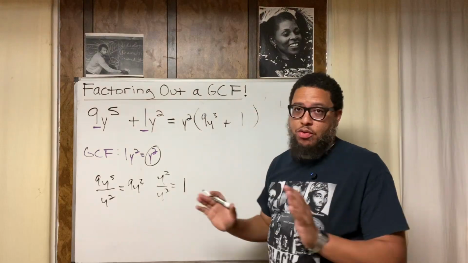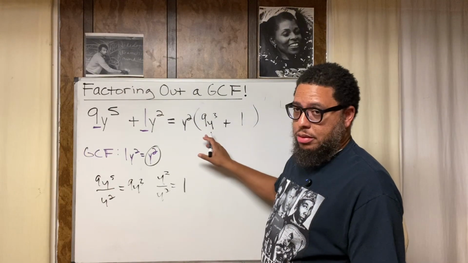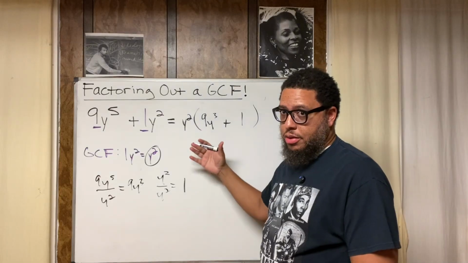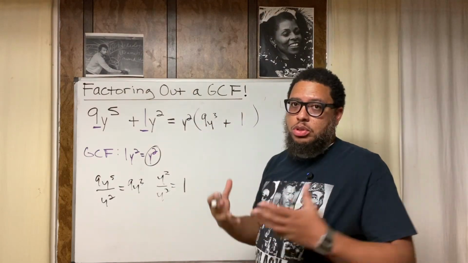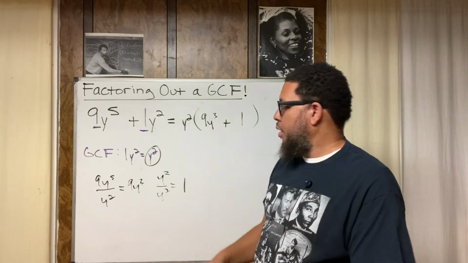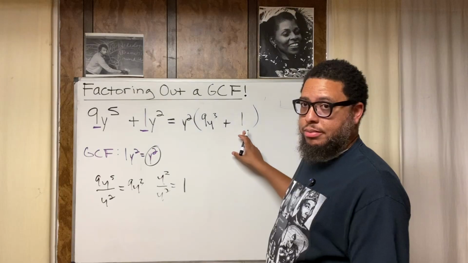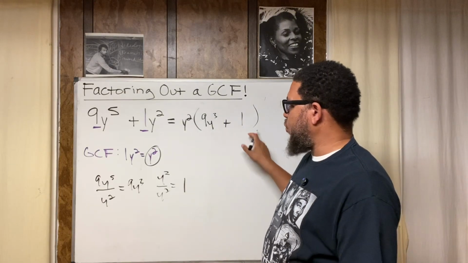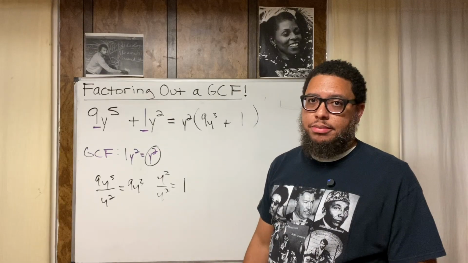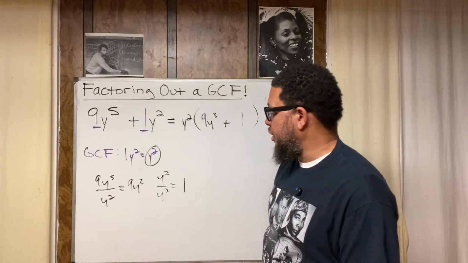Y squared, and this is how you read it. Make sure you know how to read it out loud. Y squared times the quantity of, it's a quantity of whatever's inside the parentheses. The parentheses holds a quantity. It holds an amount. So y squared times the quantity of 9y cubed plus 1. All right? That's what we got. And that's our answer. And that's how you factor.